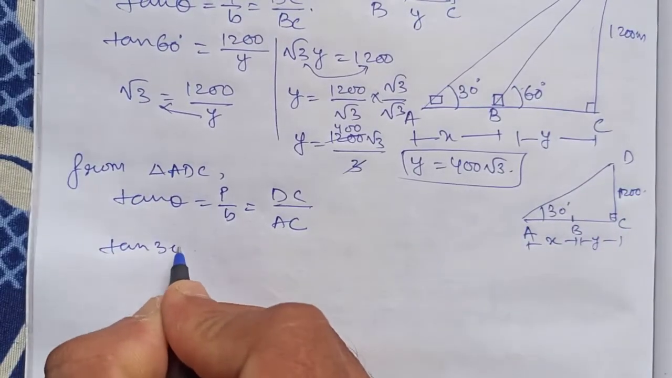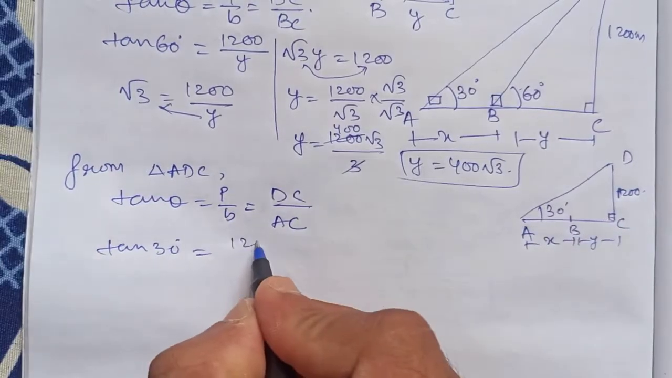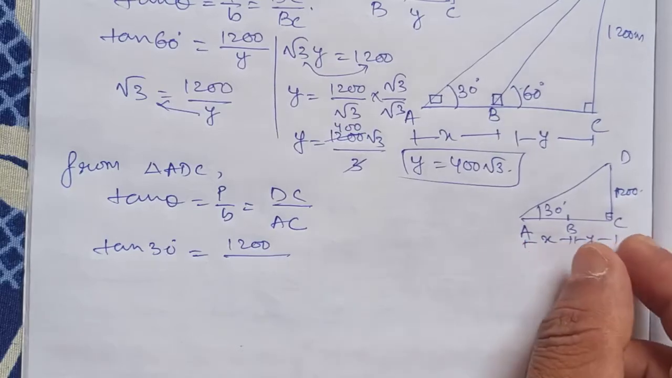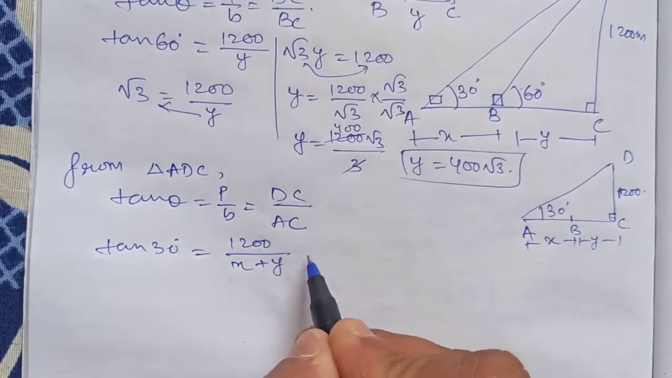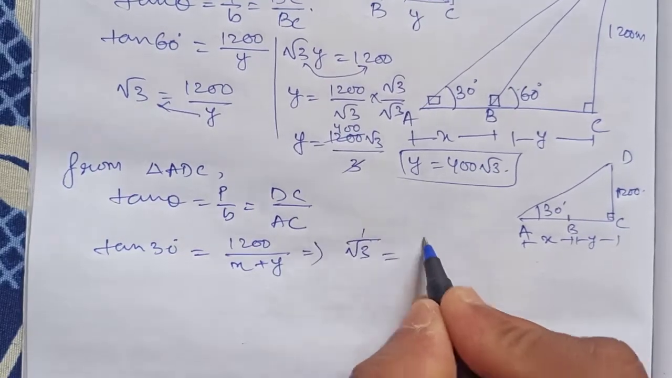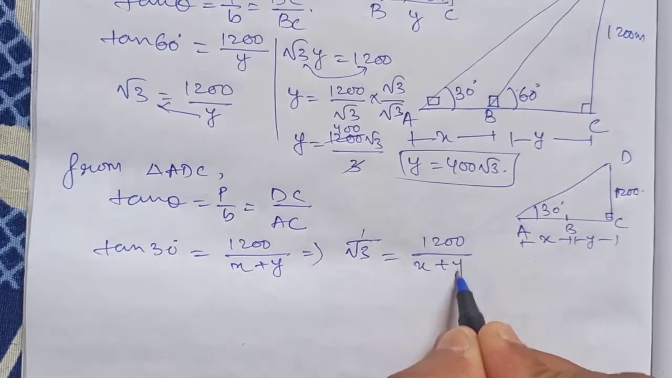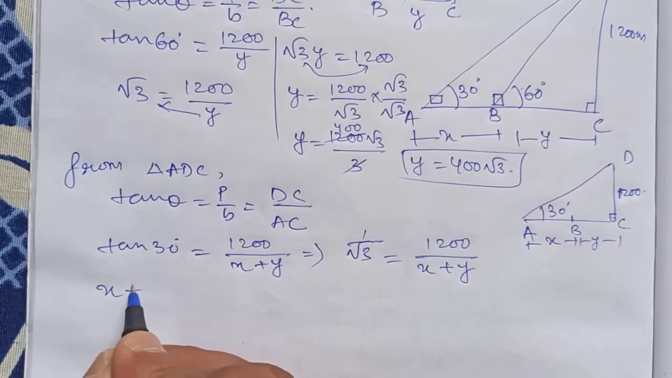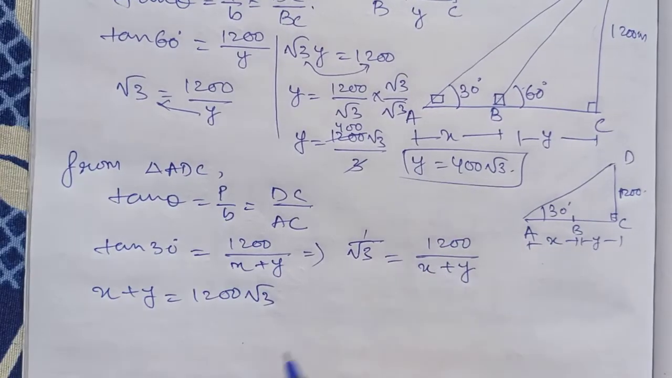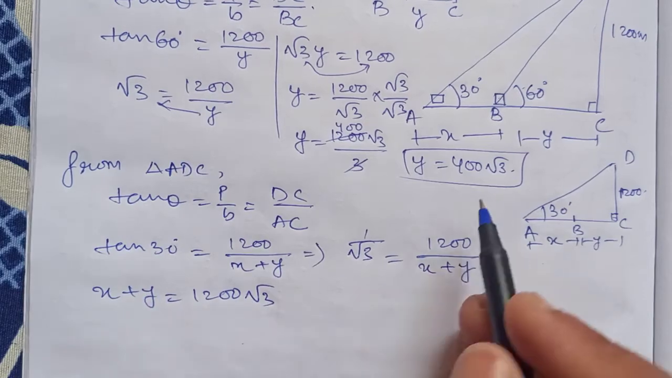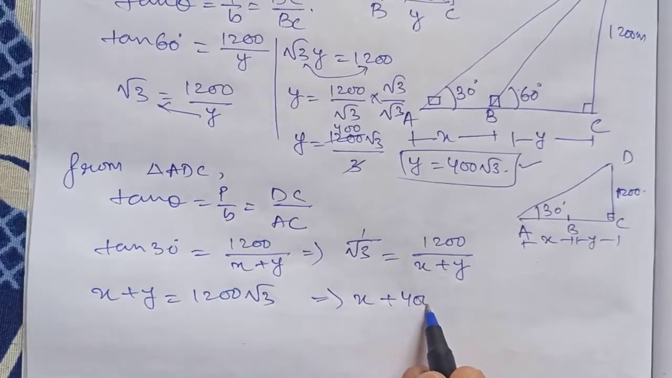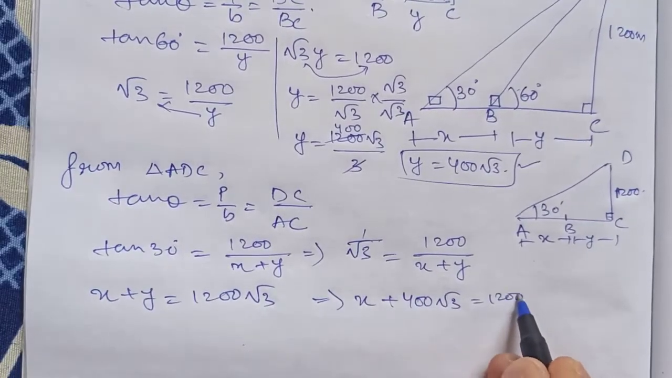Now tan 30 degree equals DC, which is 1200, by AC, which is AB plus BC. AC total is AB plus BC, that is X plus Y. So tan 30 degree is 1 by root 3 equals 1200 by X plus Y. Cross multiply, we will get X plus Y equals 1200 root 3. What is the value of Y we got? Value of Y is 400 root 3. Just substitute here, so we will get X plus 400 root 3 equals 1200 root 3.